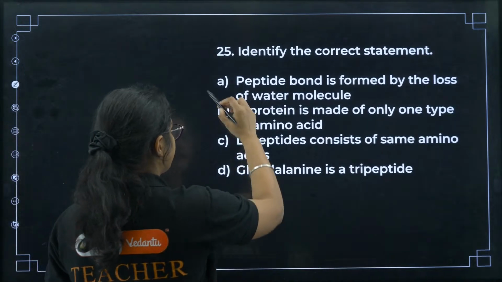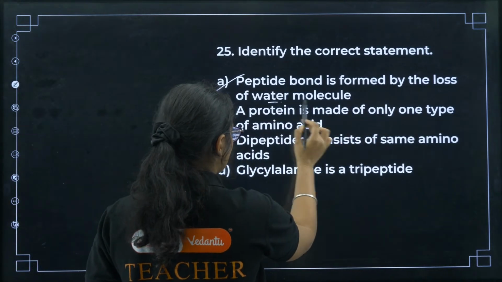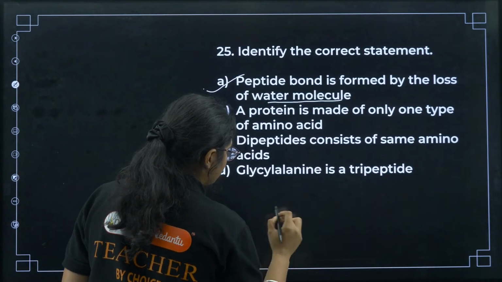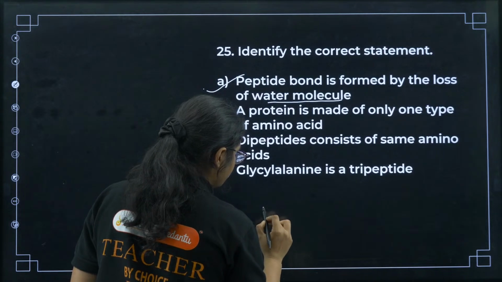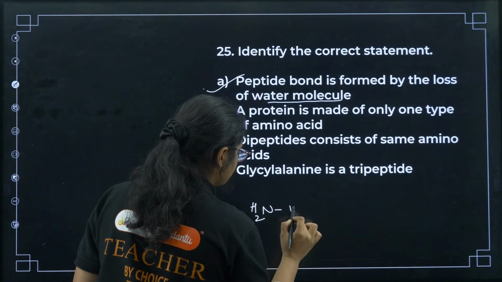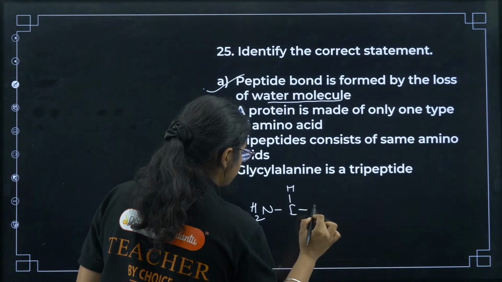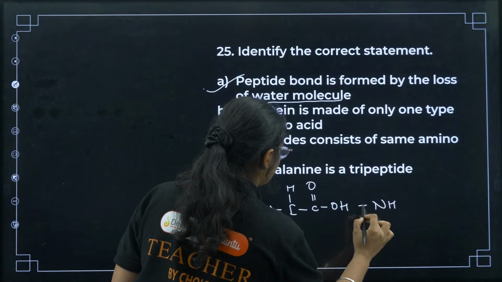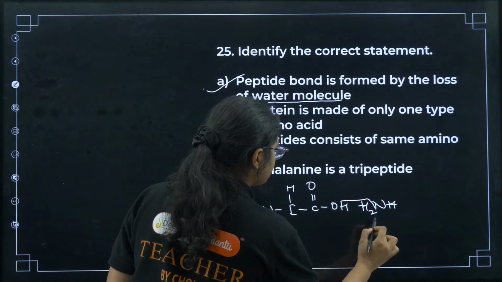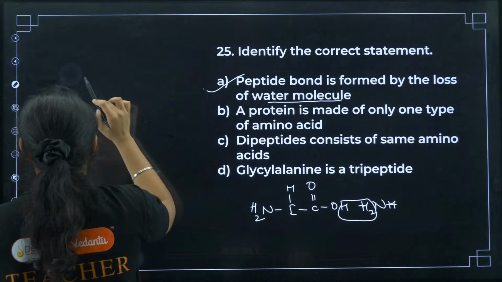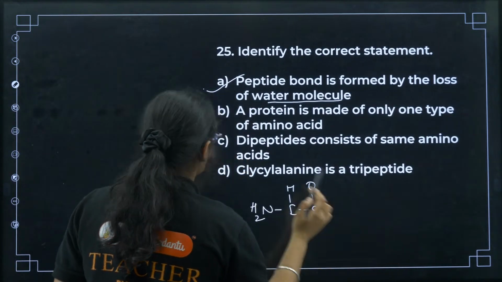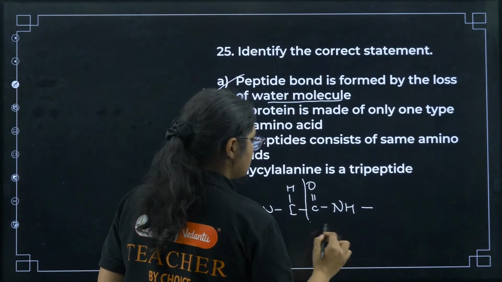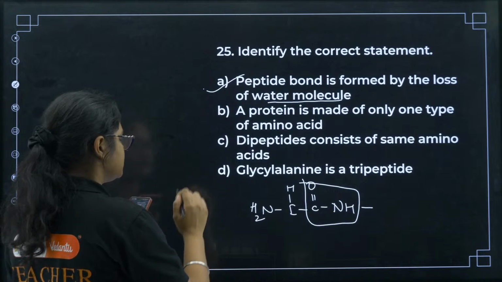Twenty-fifth, A is the correct statement. Yes, a peptide bond is formed by the loss of a water molecule. That is correct. You have seen here, suppose NH2 on this side, then CH, C double bond OH, then NH2 on this side. So what will happen? This H2O is removed, and we get CO double bond NH. This bond is formed. So that is why this is A.